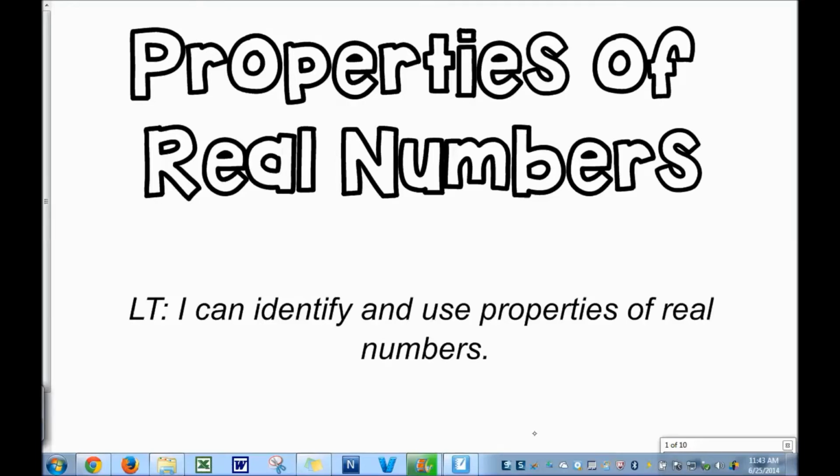Properties of real numbers is something that is not new to you, and it's going to seem very repetitive, but we go over this again and again each year because it is more and more important. It tells you what is a legal move in math and what is not. It's helpful to simplify algebraic expressions that you couldn't have done otherwise without these properties, and also to make mental math easier. So the target is that you can identify and you can use these properties of real numbers.